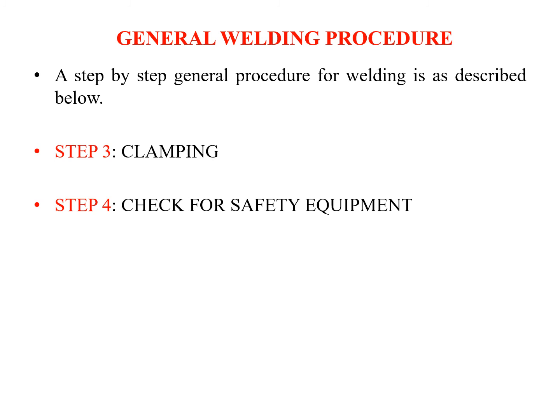Step number 4 is checking for the safety equipment. In safety equipment, we have personal protective equipment like goggles and shields to protect the eyes, and then we have protective clothing to prevent any spark or molten metal flying, and then we have safety shoes, gloves, aprons, and other safety equipment that must be ensured. That is step number 4.